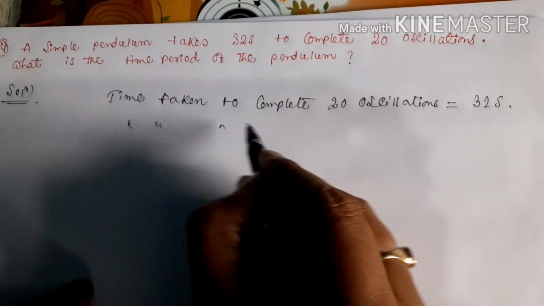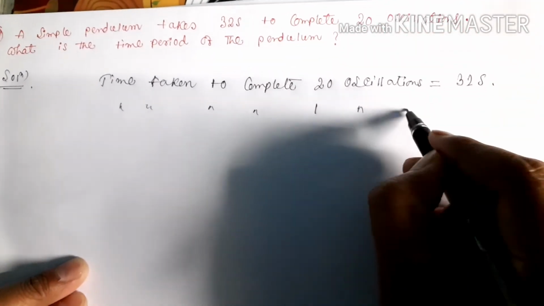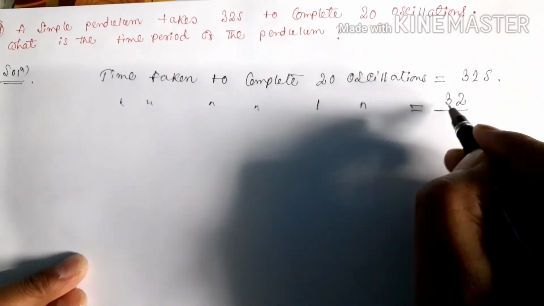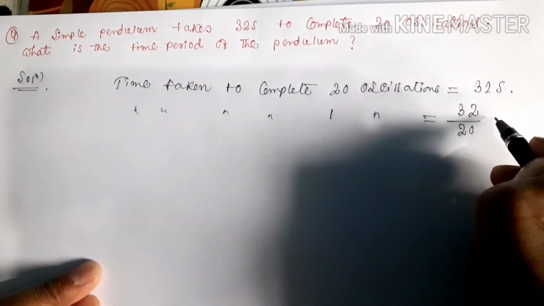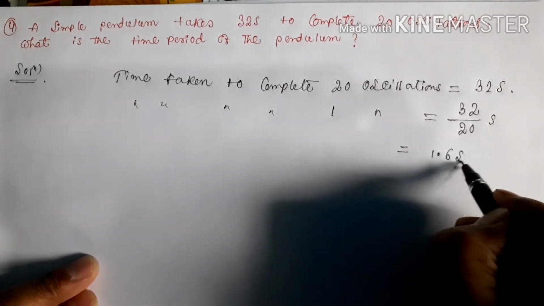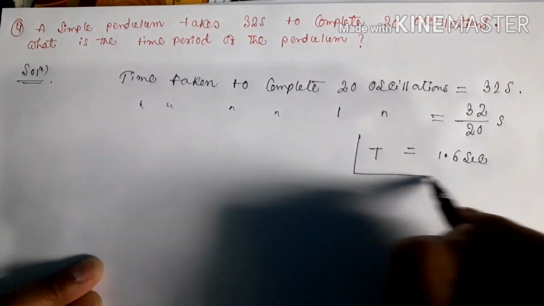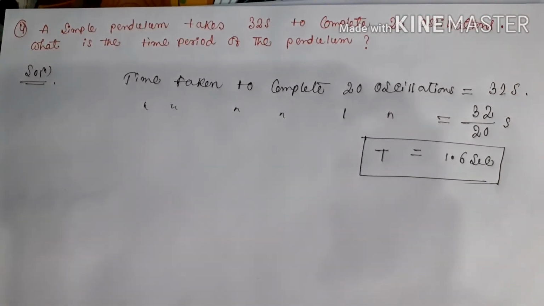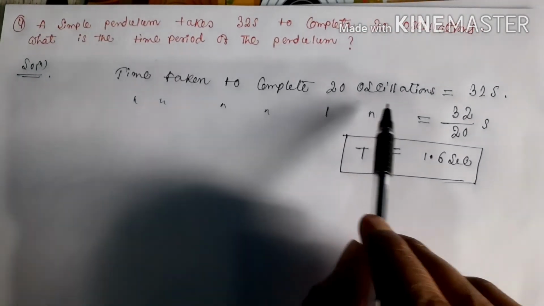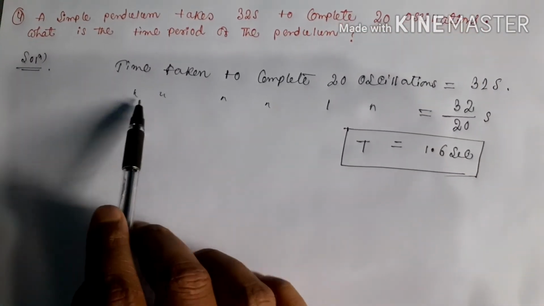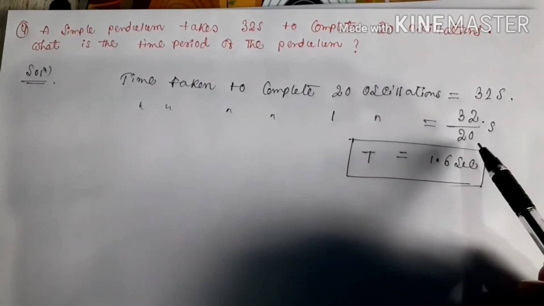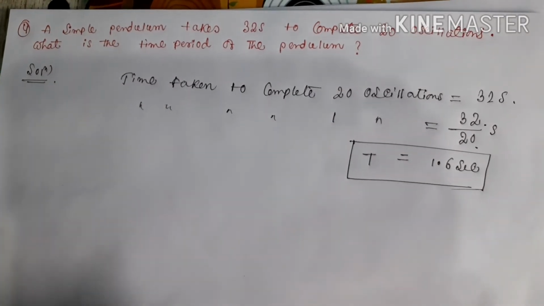So the time taken to complete one oscillation is equal to how many seconds? That will be the actual time period of this simple pendulum. So 32 divided by 20 seconds will be the answer, that means 1.6 seconds. If you write T, that means the time period of the simple pendulum is equal to T here. Maybe you understood that one. Time taken to complete 20 oscillations is this much, so the time taken to complete one oscillation, that means the time period of the pendulum, is equal to 32 divided by 20. We have just followed the unitary process here.